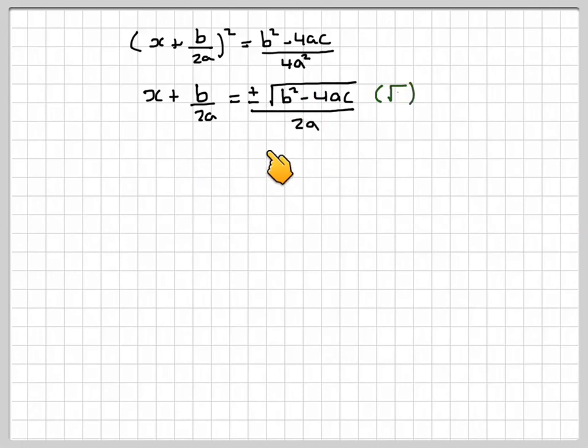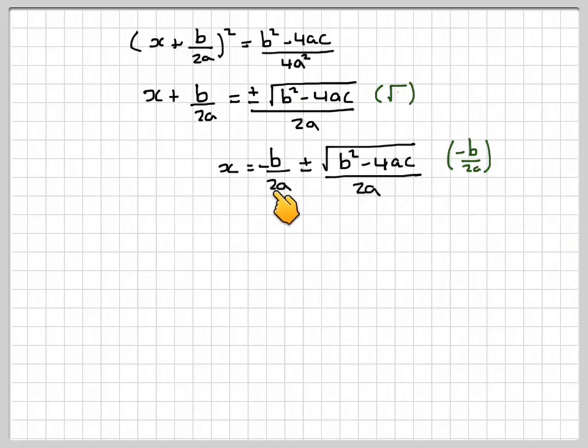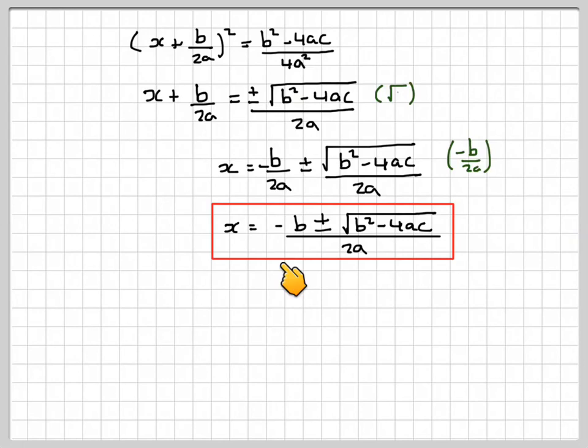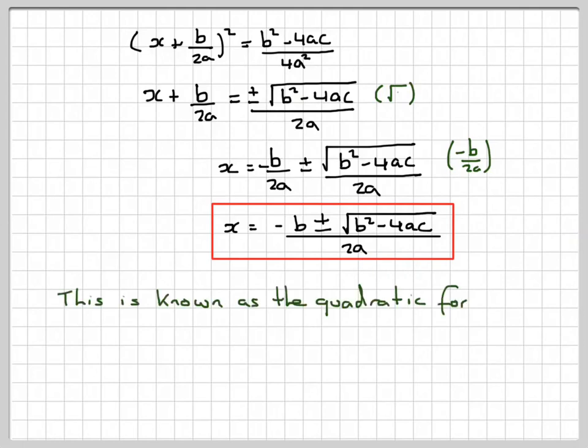The last step is to take this over here. So we're going to have x is equal to minus b over 2a plus or minus the square root of b squared minus 4ac over 2a. Normally this is written with a common denominator: x is equal to minus b plus or minus square root of b squared minus 4ac, all over 2a. Now this you might remember is known as the quadratic formula. So what we have done there is we've actually proved the quadratic formula.